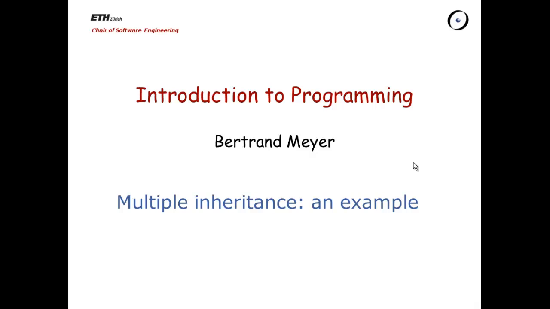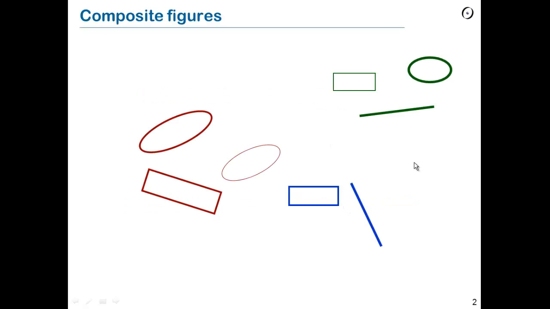I'm pretty sure that by now you're convinced of the inevitability of multiple inheritance, but still for this second segment, let's look at one more example, which I believe is very elegant. It's the notion of composite figures. So the question is going to be, how do we model this important notion in an object-oriented decomposition using classes? We're talking about composite figures.